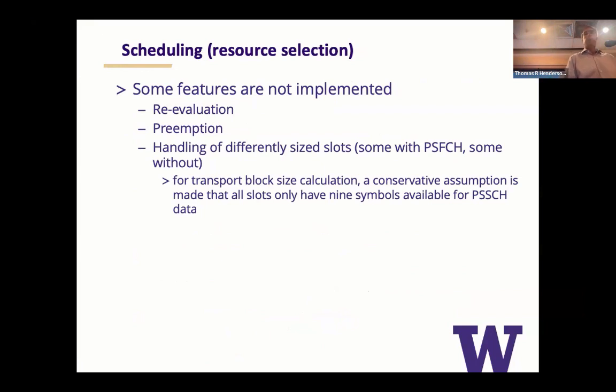So these features are not implemented in the current scheduler right now: reevaluation, preemption, and handling of differently sized slots, as I mentioned earlier. For the transport block size calculation, it becomes difficult if you assume that some of those resources I showed have different capacity than others. So the current code makes a conservative assumption that all slots are uniformly available with 9 symbols for data. We may relax that in the future, but that's presently the way the scheduler works.